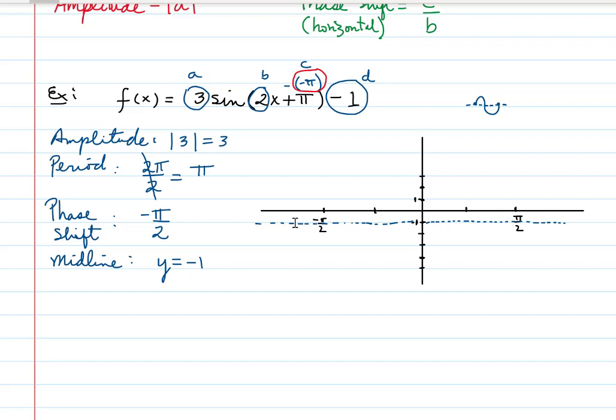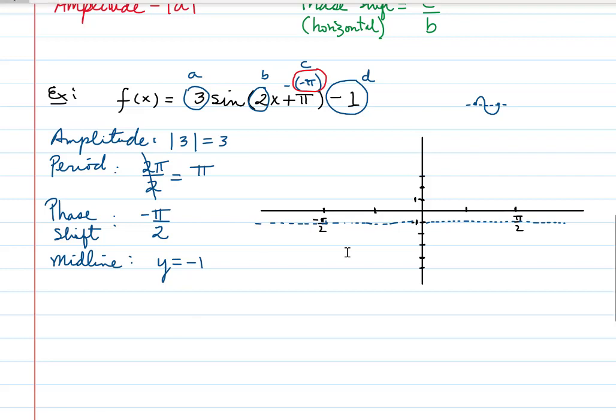Now, I need to figure out whether I have a horizontal shift or not. And that is our phase shift right here. So then we do have a horizontal shift. The phase shift is negative pi halves, and I've already gotten my scale here. So I label this to be negative pi halves, and I'm going to start right on the midline. So I'm starting right here.